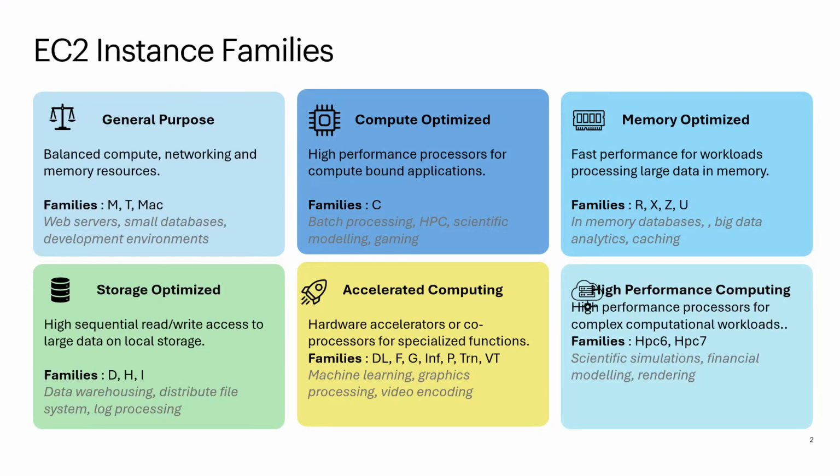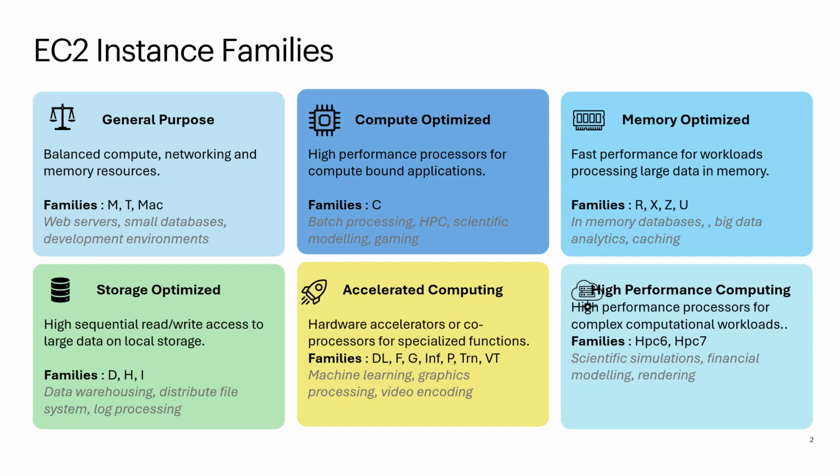For workloads that require large amounts of memory, AWS offers memory-optimized instances. These are tuned for fast performance on big datasets that need to be processed in memory. Instances of these families start with R, X, Z, and U. R family is ideal for memory-intensive applications like high-performance databases, in-memory caching, and big data processing.